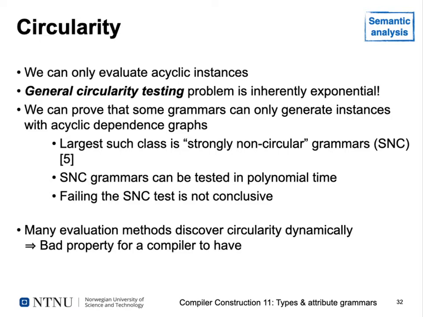We don't go into too much detail on this, but still what's interesting to see is that grammars also have an additional dimension of circularity, which comes into play here, which is important. Many of the evaluation methods that are actually applied in practice just try to discover this circularity in a graph dynamically, but this might be a bad property for a compiler to have, because that then means our compiler runtime might depend on the structure of your program, which is not exactly what you want.